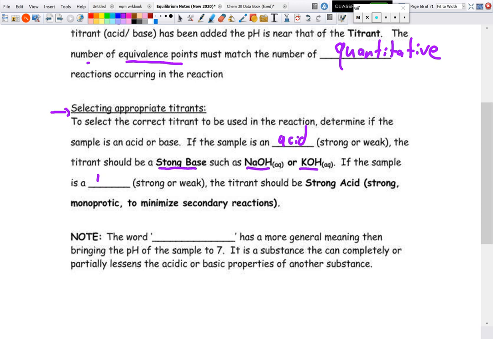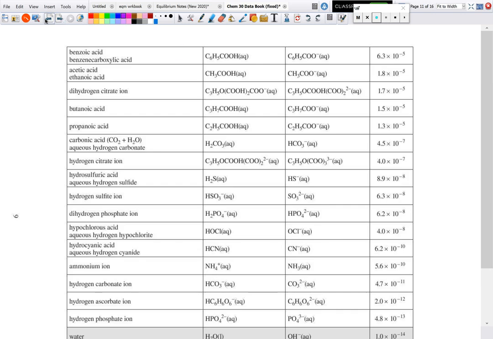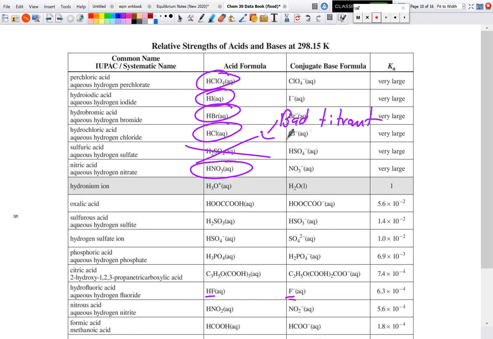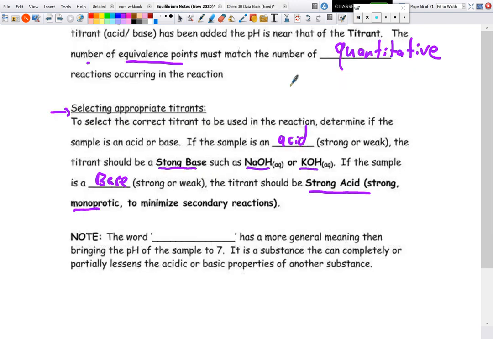Whereas if the sample is a base, the titrant should be a strong acid, specifically monoprotic, to minimize second reactions. So out of our 6 strong acids, basically 5 of them should be there. Sulfuric acid we are not going to use for titrations, just because it is diprotic, because we can get secondary reactions based on the hydrogen sulfate ion that's there. So we tend to leave out sulfuric acid.